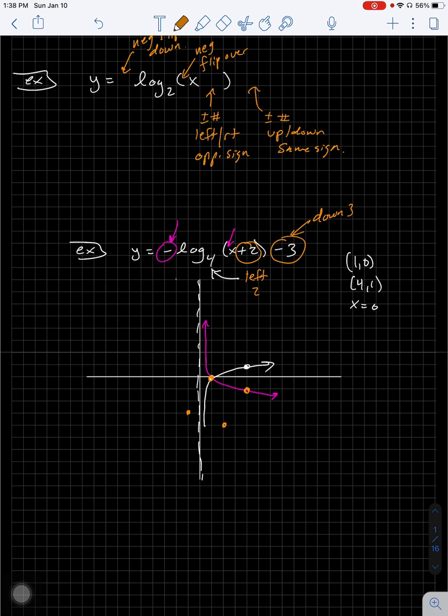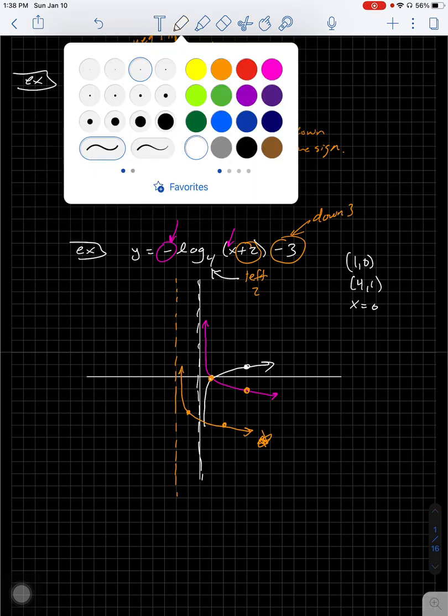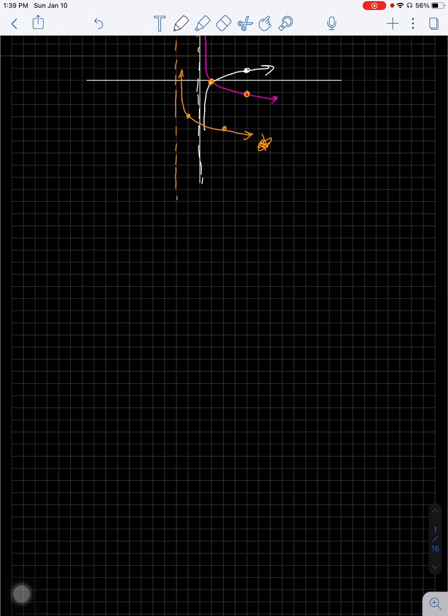Now left 2 puts it here, but moving this line down just moves it onto itself. So the downshift doesn't actually move the asymptote in a way that matters or changes the picture, but the left-right does, which is, if you remember, opposite of the exponentials, which makes sense. And then I'm going to draw this just like the pink graph, only a rigid shift. And this is my final graph. Okay, let's do one more. Then we'll talk about a couple properties of these things.